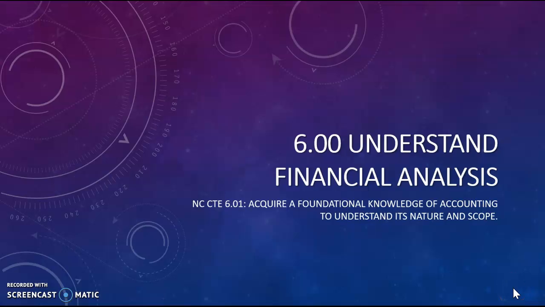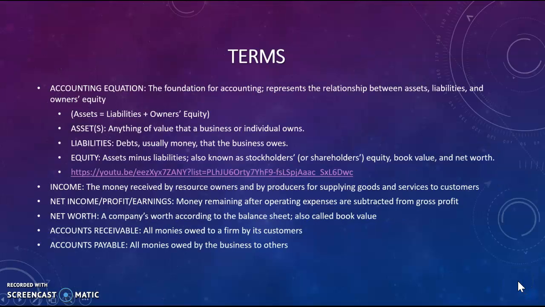All right, so 6.0 talks about understanding financial analysis. We're getting the basics of financial understanding with this objective. We talk about the accounting equation, and if you do not know anything else in Objective 6, you need to know the accounting equation, which is assets equals liabilities plus owner's equity.